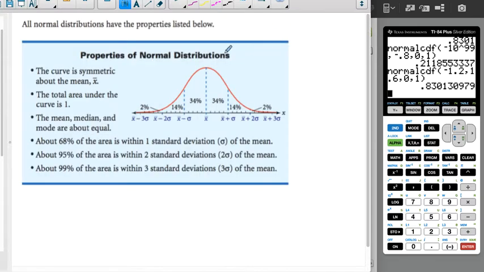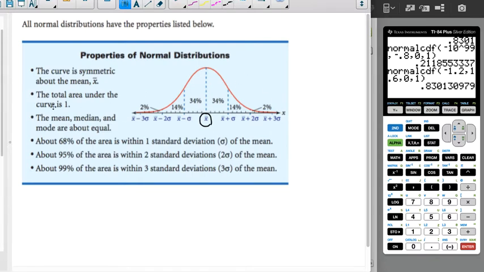All right, so let's talk some properties of normal distributions. So normal distributions are symmetric about the mean, right? So this is my mean. The total area under the curve is 1, which is 100%. That's why we're able to treat these areas as percentages. 100% would be the whole area.